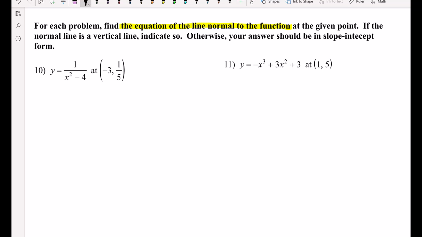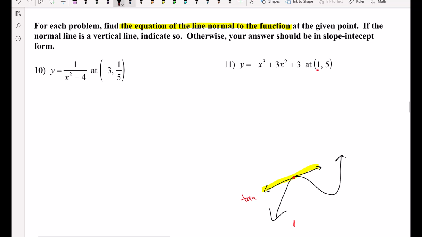Okay, now we're tasked with finding the equation of the line normal to the function. And all that means is, let's say you have a cubic function, and then you find the equation of the tangent line. So this line right there, that's the tangent line at this given x value. So let's say the x value is 1, right?